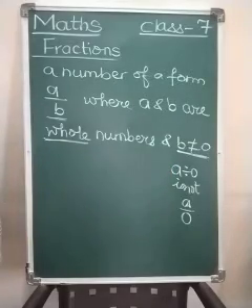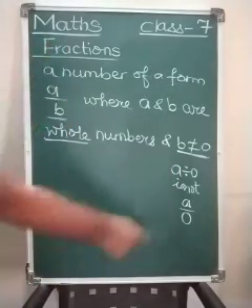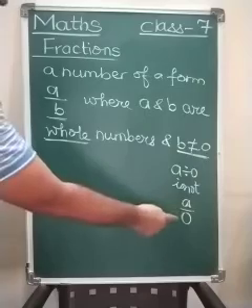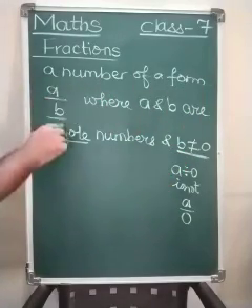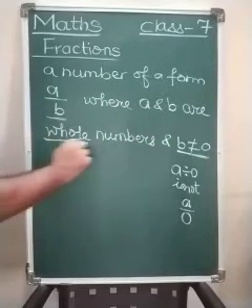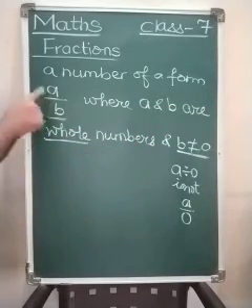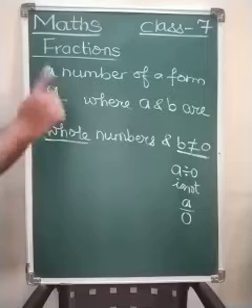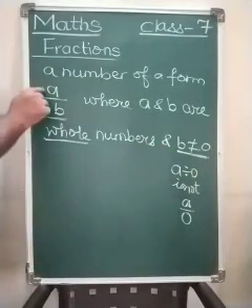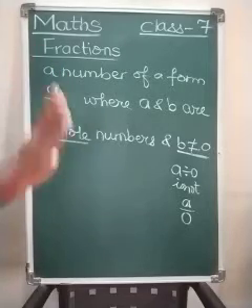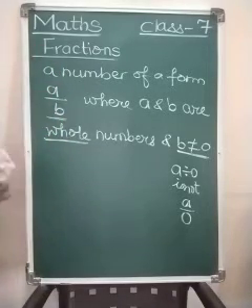This is the property we have learnt in division of integers. So a can be 0 but b cannot be 0. So a number of the form a upon b, where a and b are whole numbers, these a and b cannot be negative integers, they should be whole numbers, and b should not be 0. This means a can be 0 but b cannot be 0. So this is what we can say is a definition of a fraction.